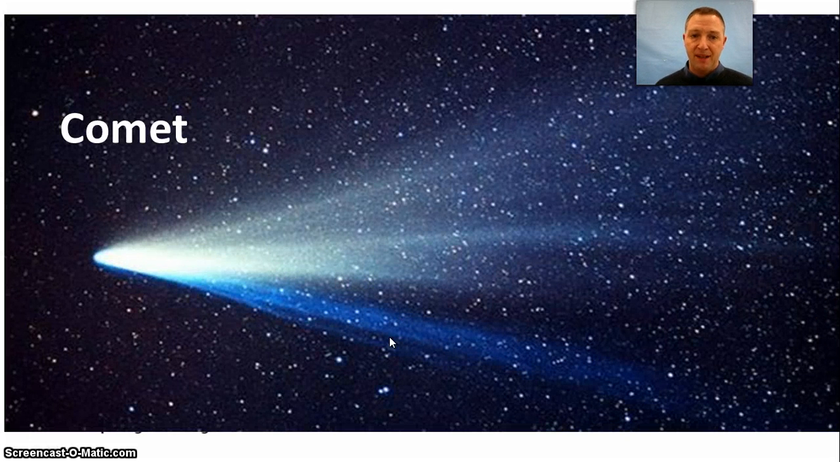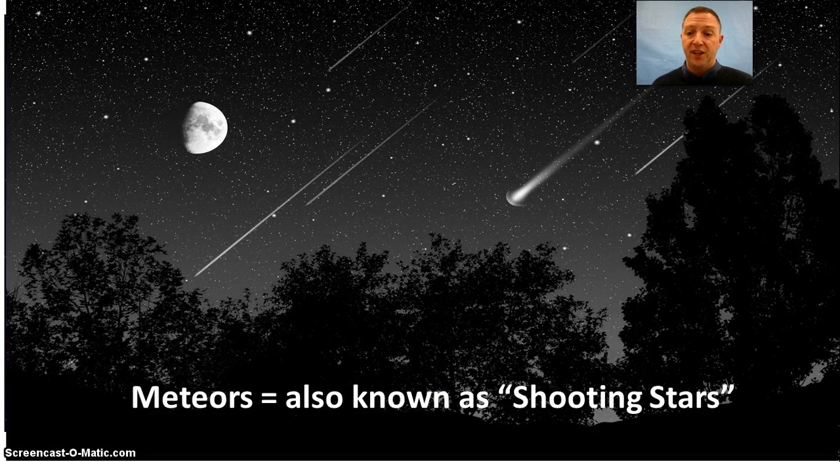Here's that picture of a comet. Notice the long tail. Okay, that's the ice melting on the comet as it gets close to the sun. We can see that in our sky. Comets last for weeks and months in our sky versus meteors, which are fleeting moments. It's coming in, zoom, and it burns up. They call those shooting stars.